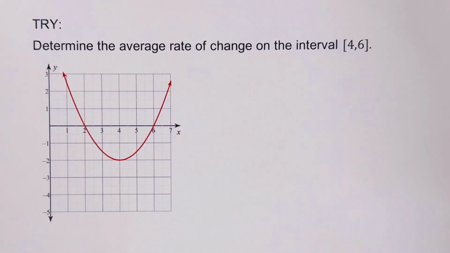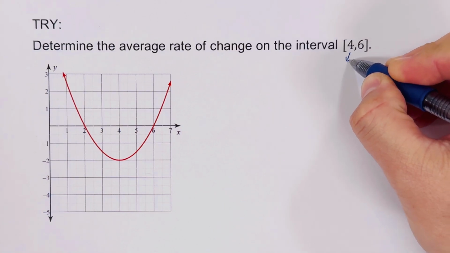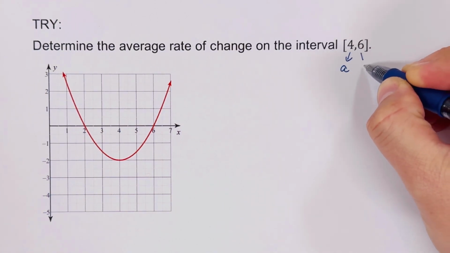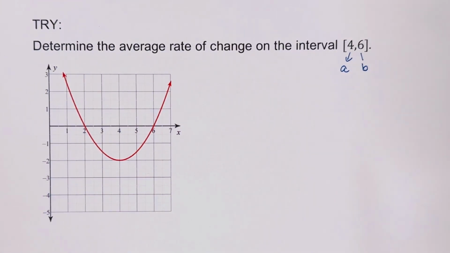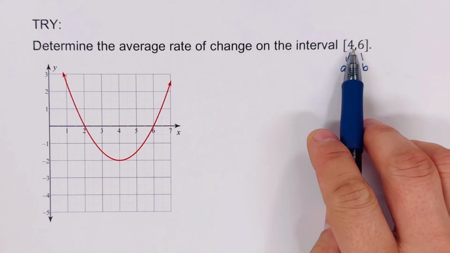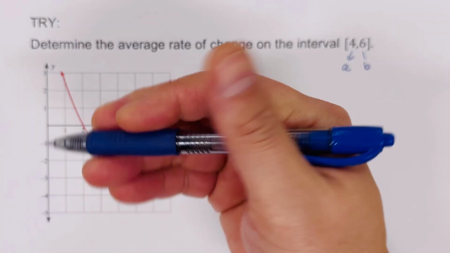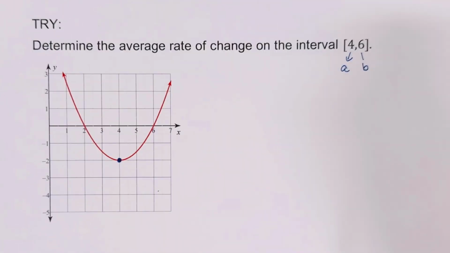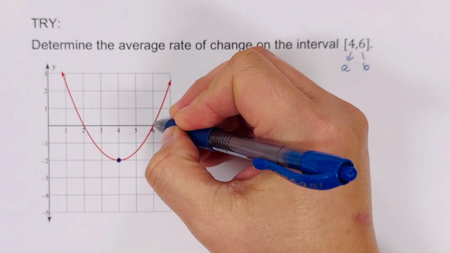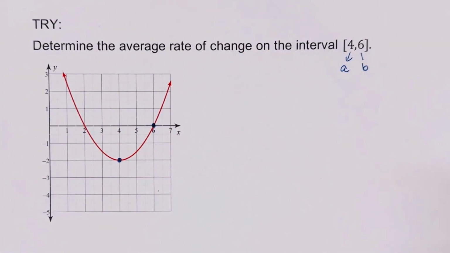Okay, so we go over this problem. This 4 right here is our a, and this 6 is our b. So we go ahead and locate these values of x. So we start on 4. So this is our first dot. We go to 6. This is our second dot. And we write their coordinates.